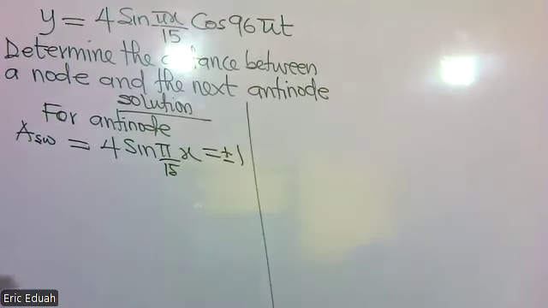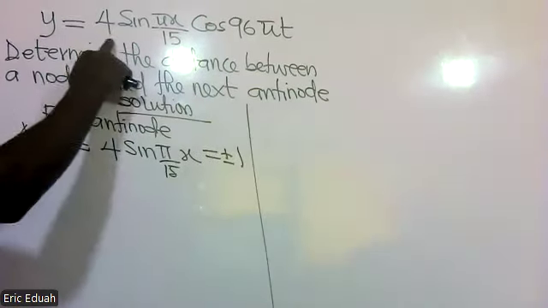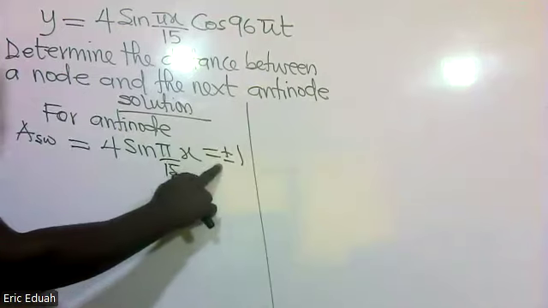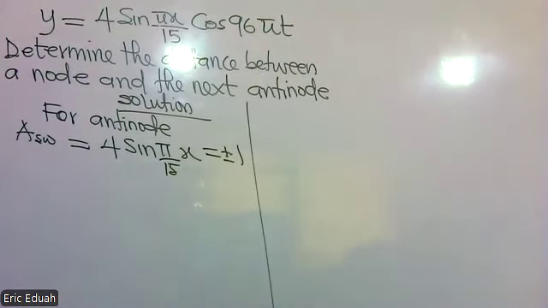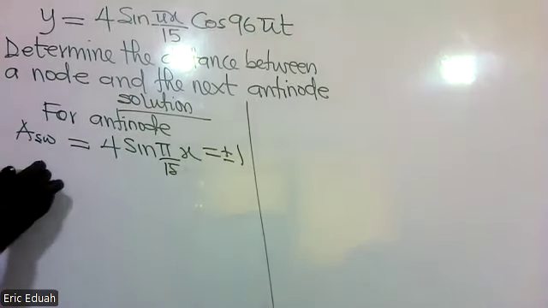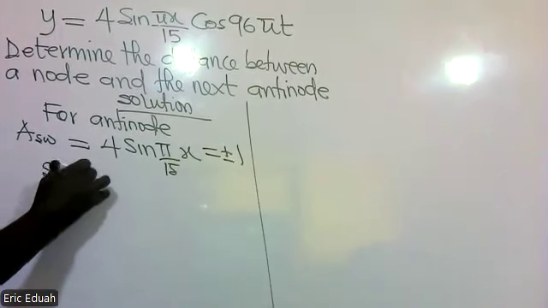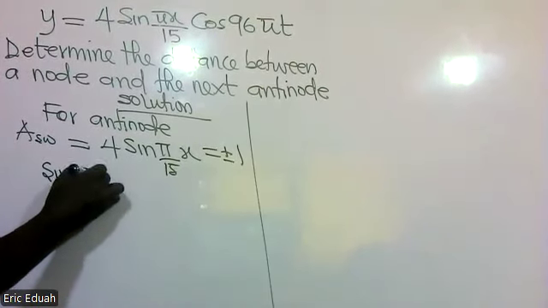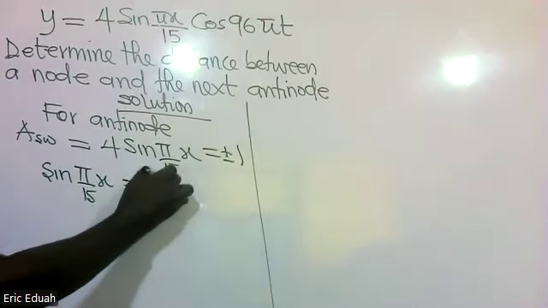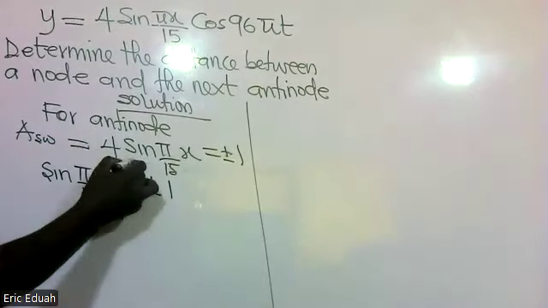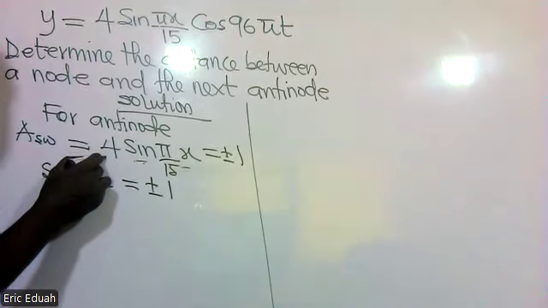For an antinode to be formed, the amplitude must be equal to plus or minus 1. If this must be this, then it means that sine pi on 15 x must be equal to plus or minus 1. Because when this is plus or minus 1, we'll get an amplitude of either 4 or minus 4.